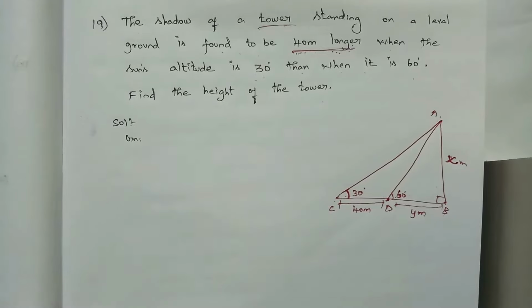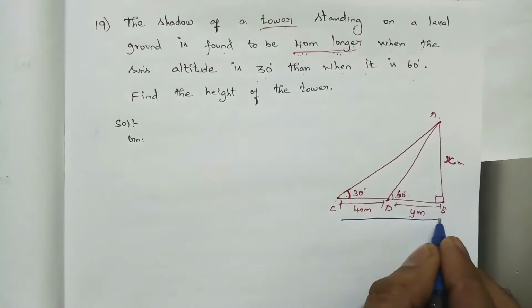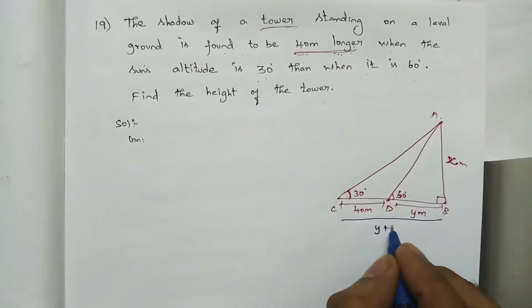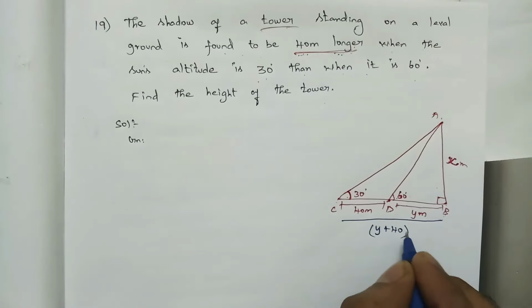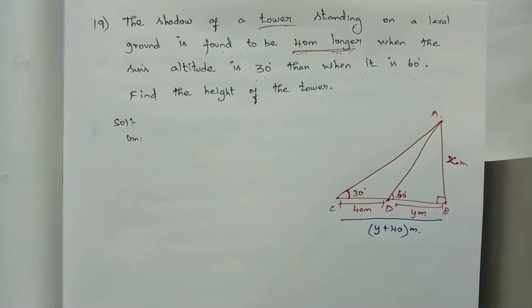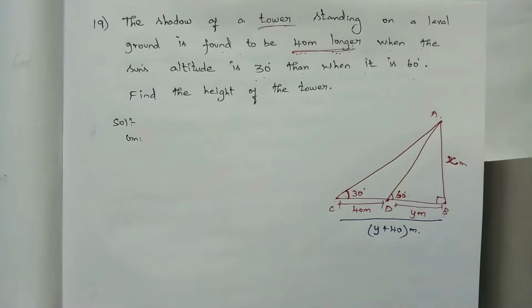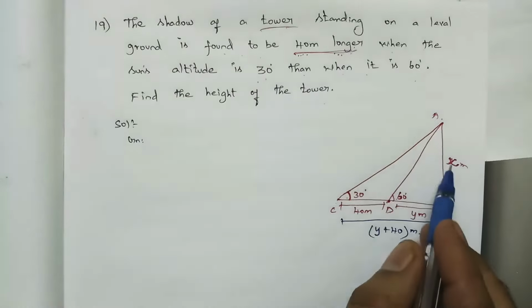So here BC is nothing but, what is it? BC is nothing but Y plus 40 meter, right? Y plus 40 meter. Understood? So now what we want to find? We want to find the X alone. How are we going to find the height of the tower?